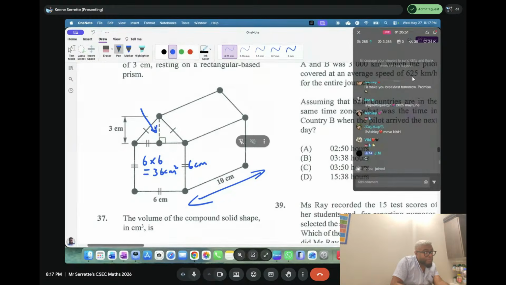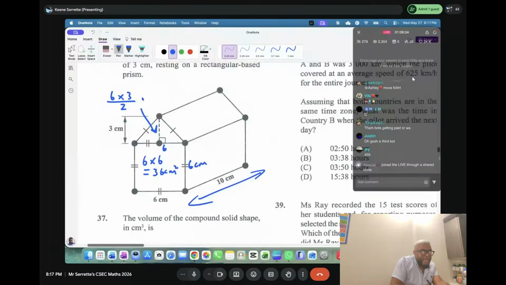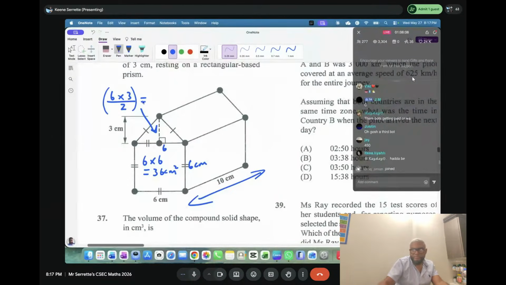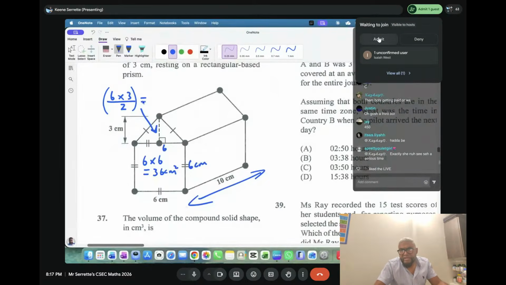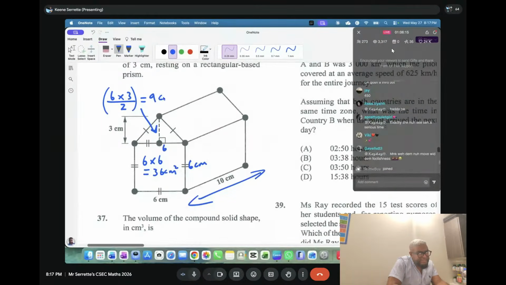Your base here is 6, guys. Base multiplied by height, all over 2: 6 multiplied by 3 over 2, which will give me what? 6 3s are 18. 18 divided by 2 is 9 centimeters squared.